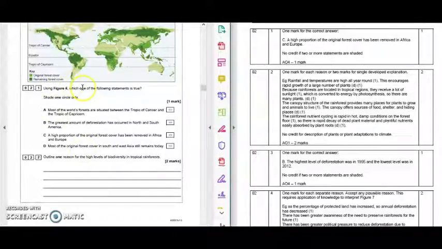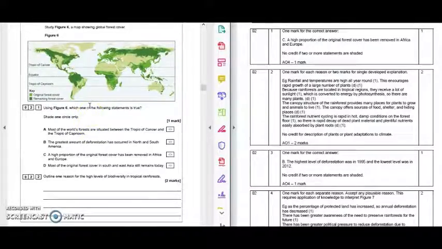2.1. Using figure 6, which one of the following statements is true? So you've got your figure, a map of the world, and you've got two different greens. The lighter green is where the forest used to be, and the dark green is where they are now, because obviously we've been deforesting some of the areas.